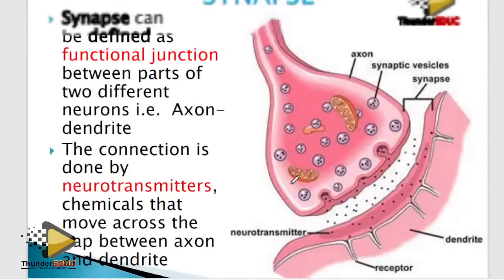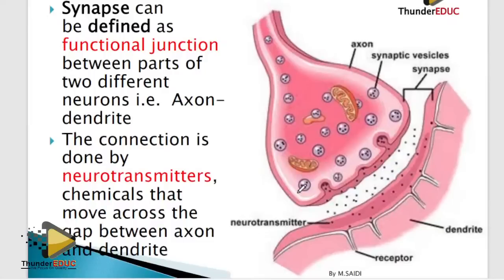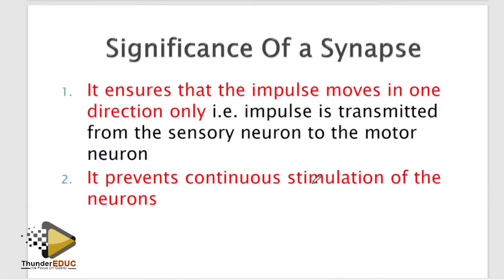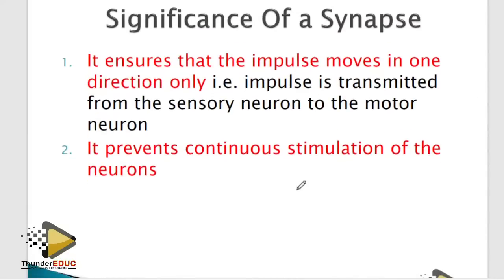Synapse, what you need to know here is that it is a junction between two or more neurons and what its function is. That's it. No one is going to ask you how it operates. No, man. You're not at the university or the college. Function of the synapse, it allows the impulse to move in one direction. Simple. I repeat, it allows the impulse to move in one direction. It ensures the impulse moves in one direction and prevents continuous stimulation of neurons.